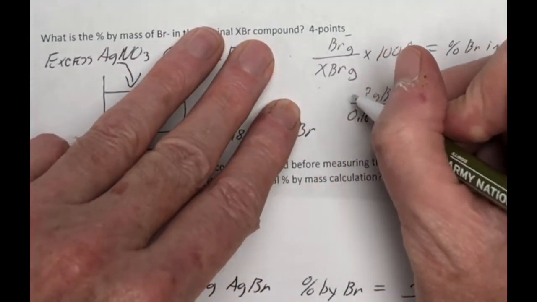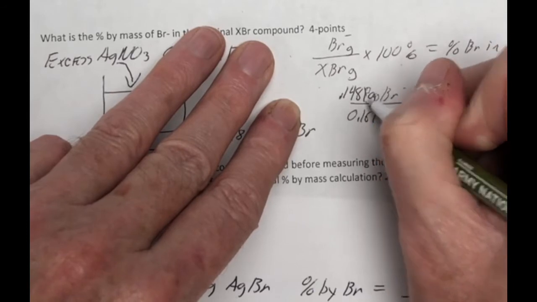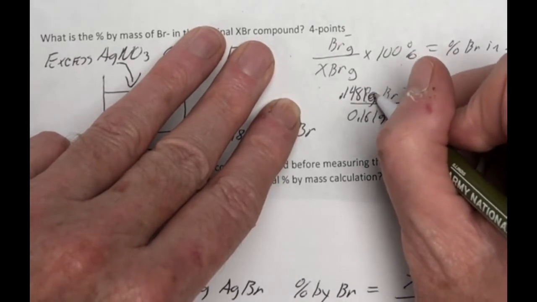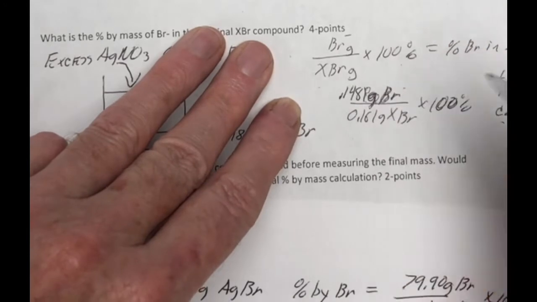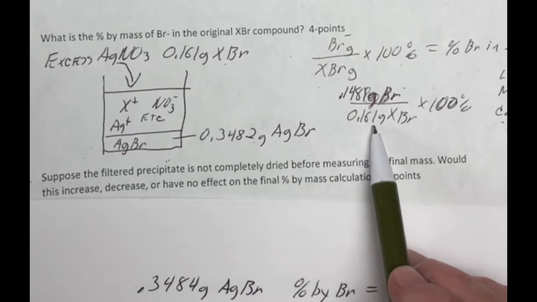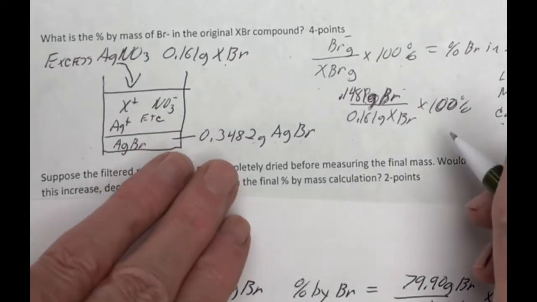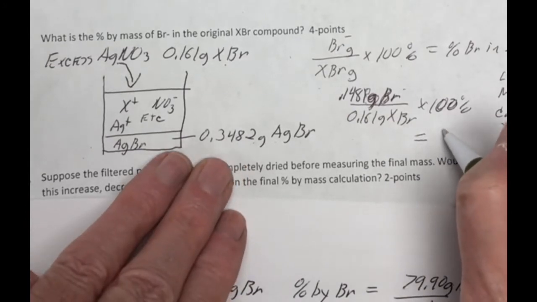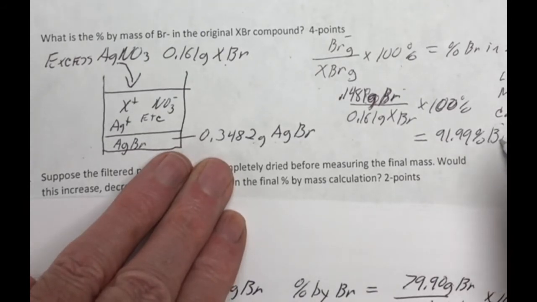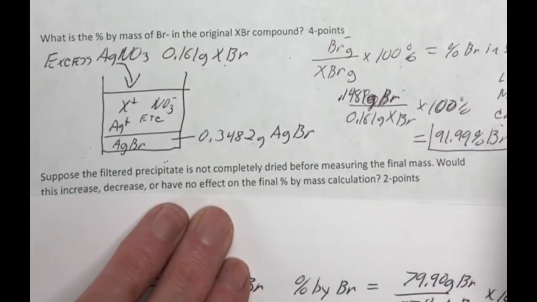So let's just add in 0.1481 grams, times it by 100%. And that's grams of Br. So if you can't read this, here it is: 0.1481 grams of Br divided by 0.161 grams of XBr times 100. And when we do that, we're going to get 91.99% Br by mass. So here is our percent by mass.